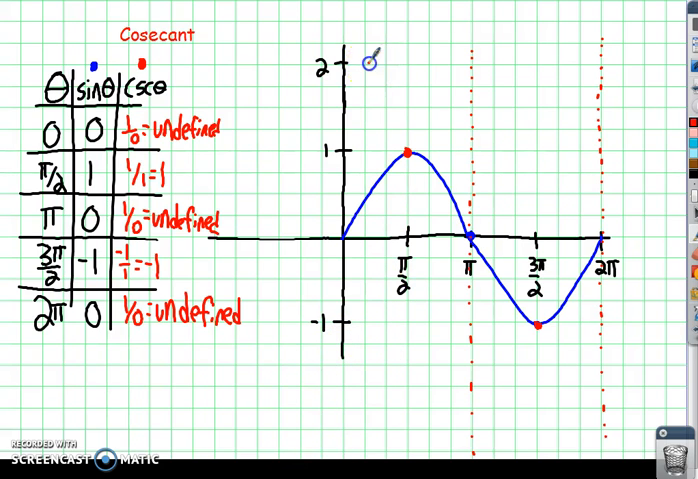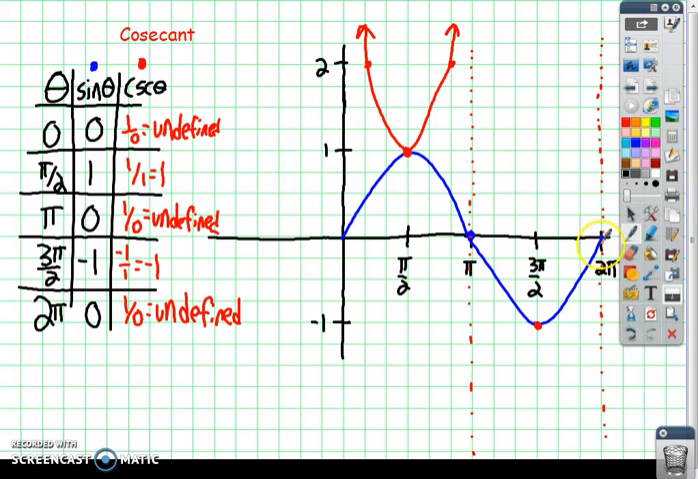So I've got values right around here and here, and I can connect my dots, making sure not to touch my asymptotes. Now I need values between pi and 2 pi. And again, I'm going to use 7 pi over 6 and 11 pi over 6 because their y values are 1/2. And I know if I flip them, it'll become negative 2.